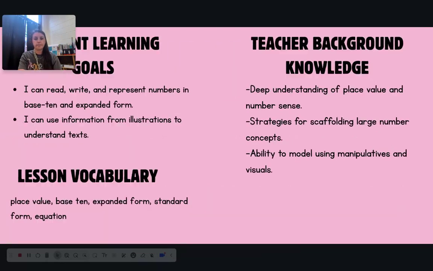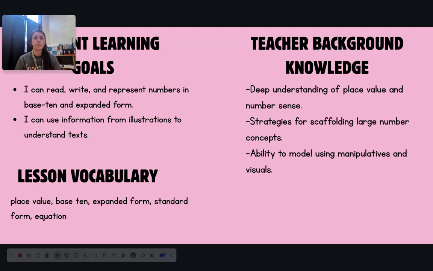tens, and ones. So the learning goals, which I would read in the beginning of my lesson and also at the end of my lesson and have the students repeat, is I can read, write, and represent numbers in base 10 and expanded form. I can use information from illustrations to understand text. Lesson vocabulary would be place value, base 10, expanded form, standard form, and equation.